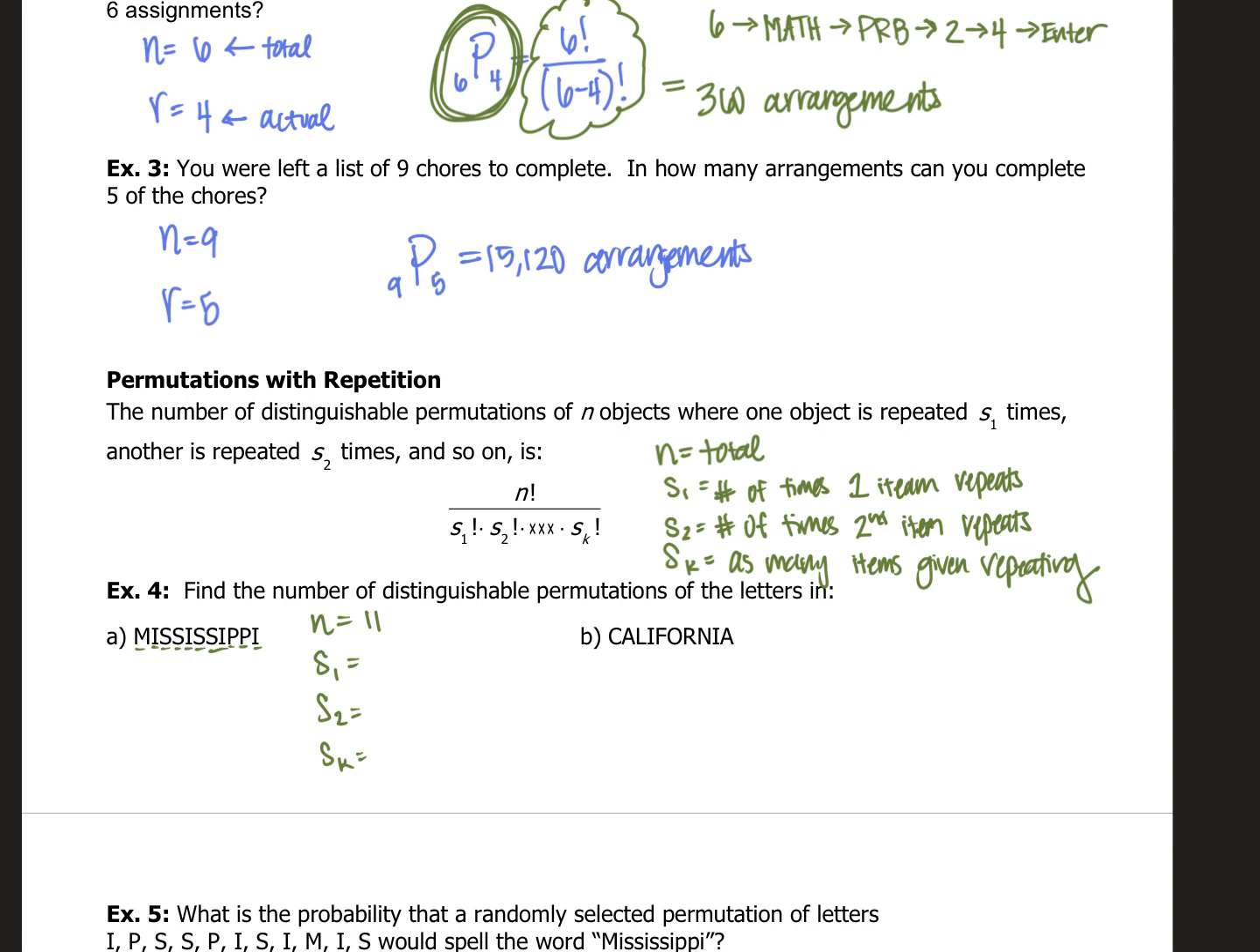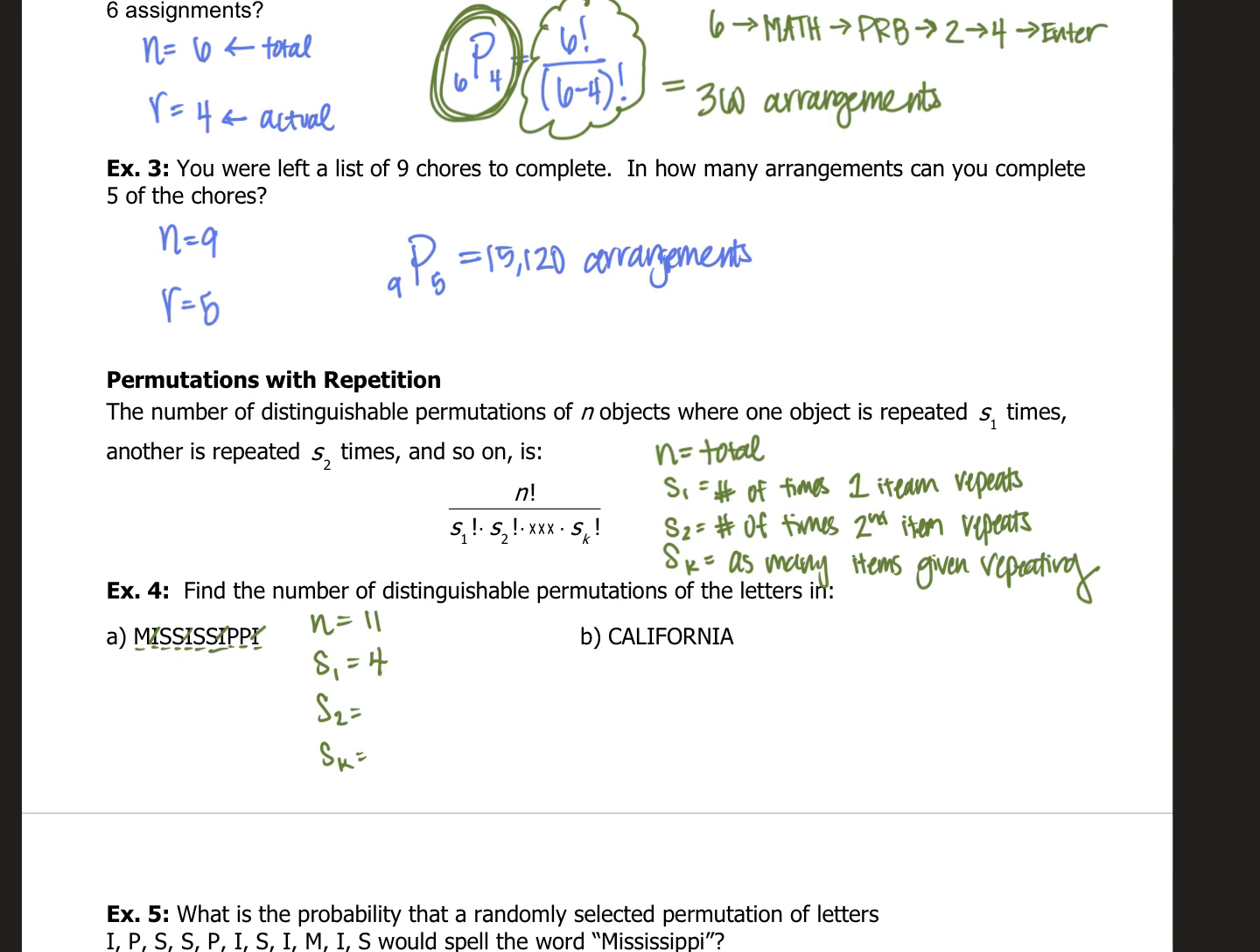Now, our S's represent letters that repeat themselves. So let's look at I first. How many times does the letter I repeat itself? 1, 2, 3, 4.